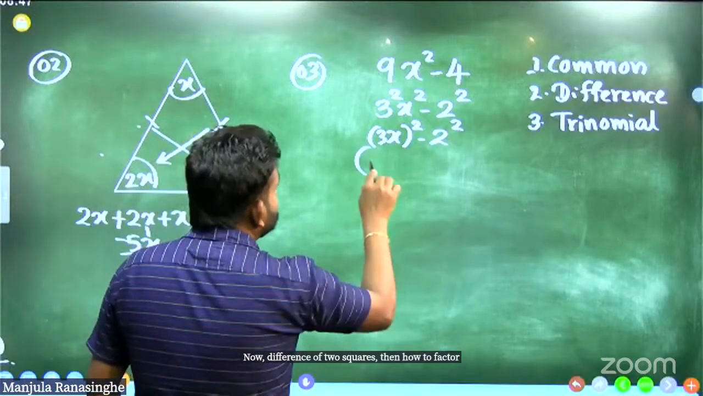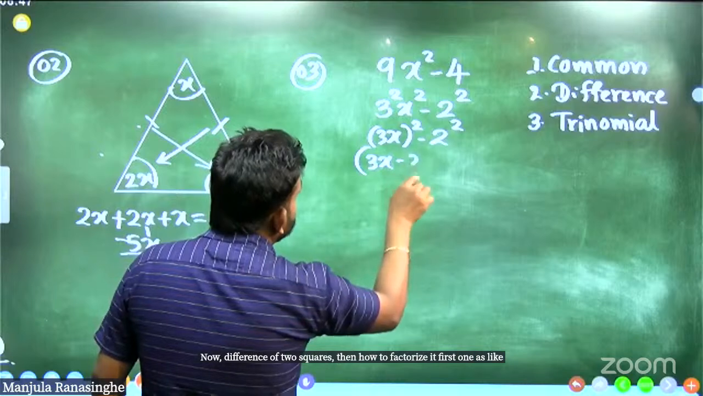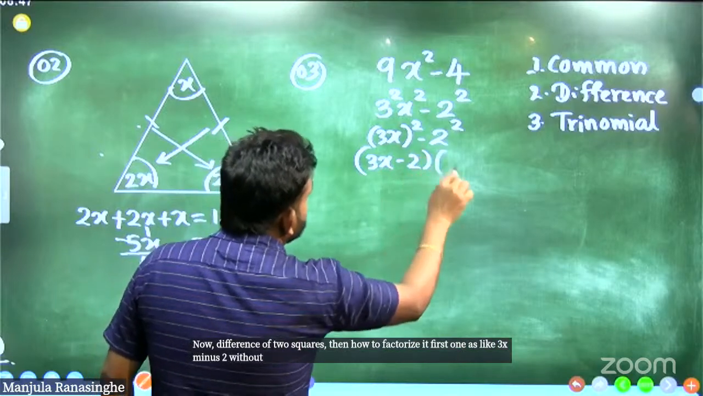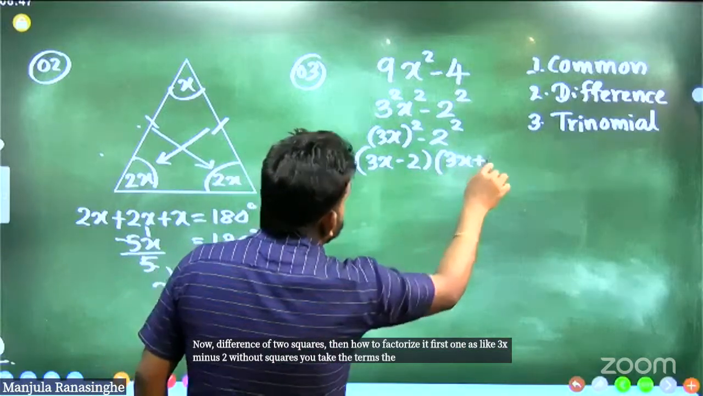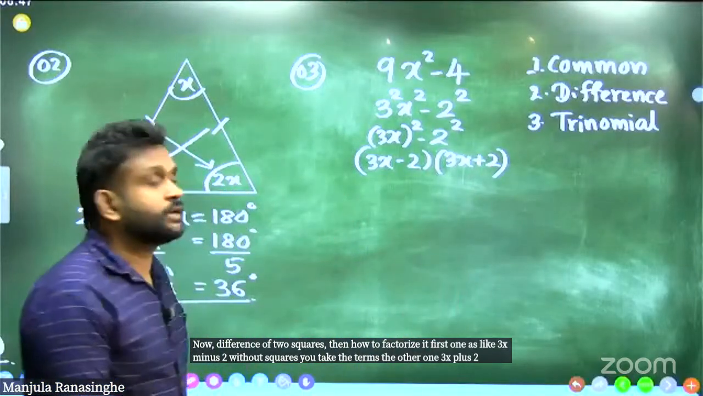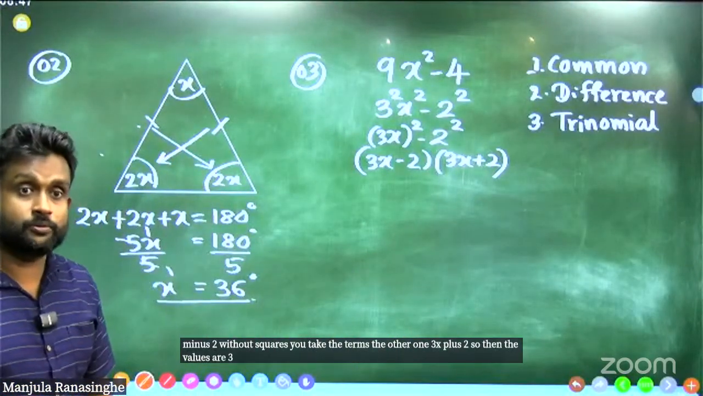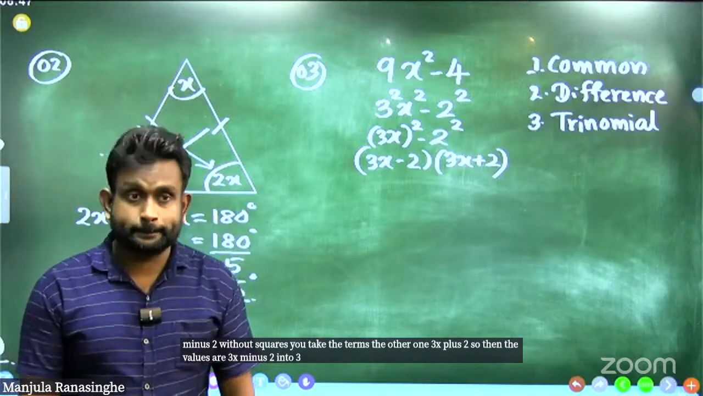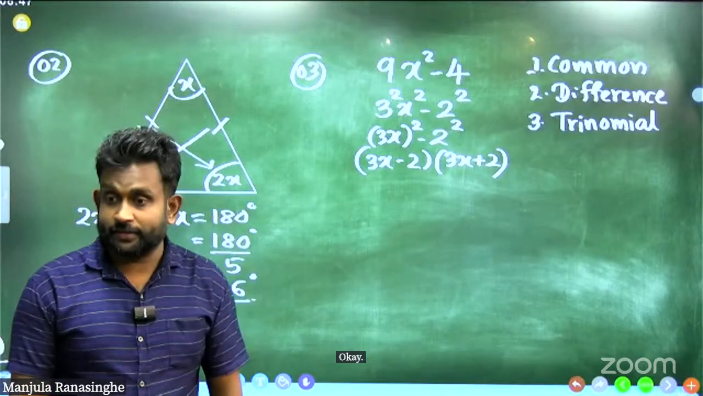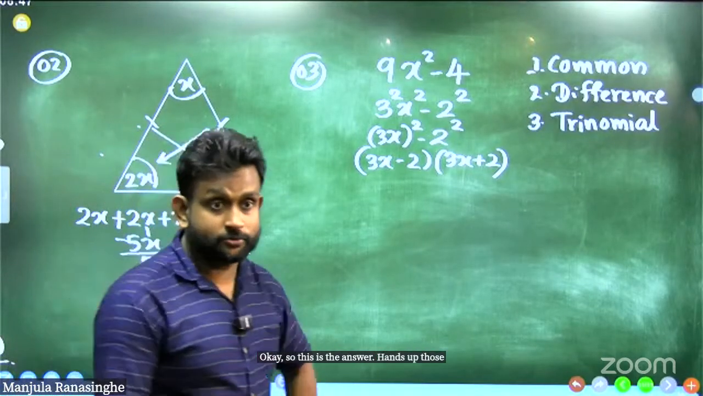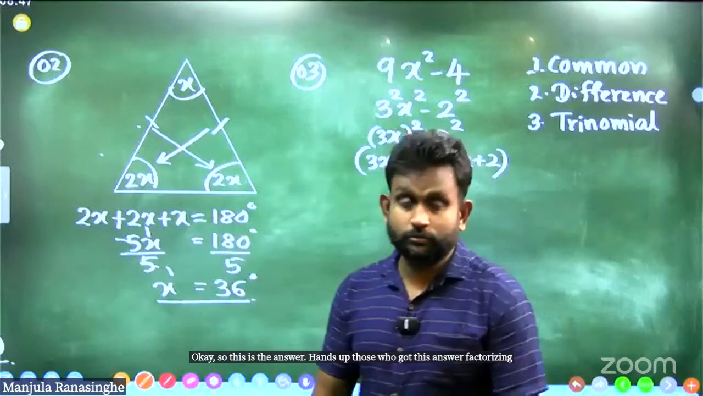First one, 3x minus 2, taking the terms without squares. The other one, 3x plus 2. So then the values are 3x minus 2 into 3x plus 2. Okay, so this is the answer. Hands up those who got this answer, factorizing 3x minus 2 into 3x plus 2.